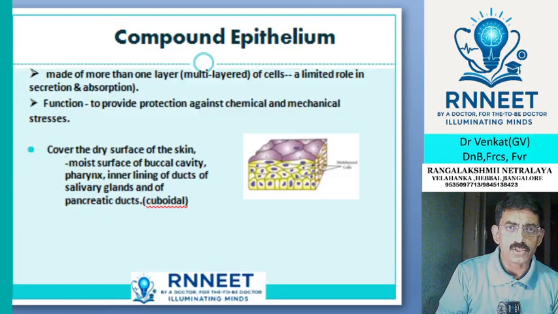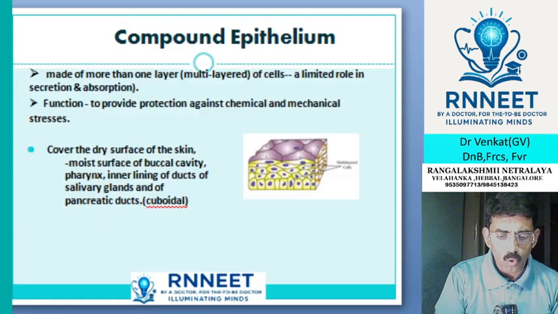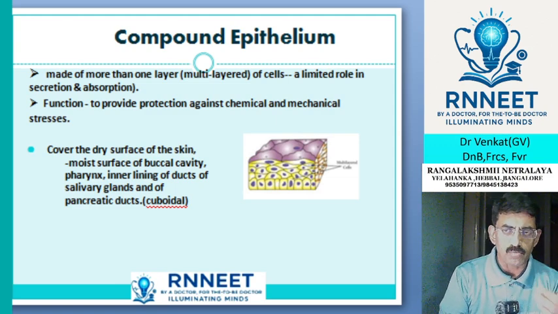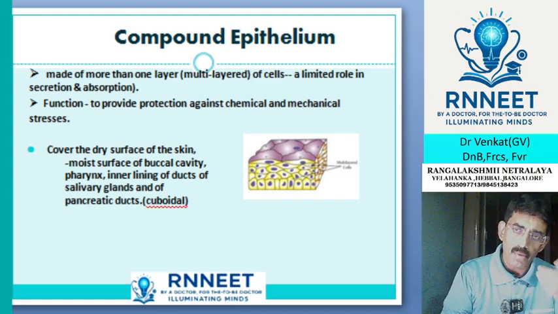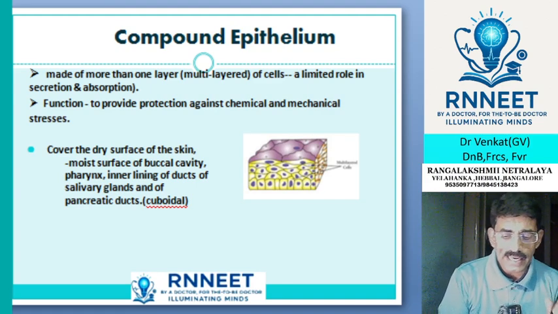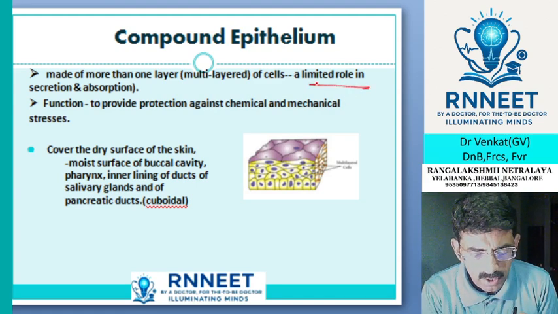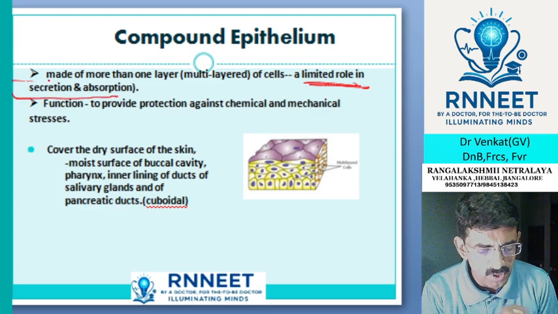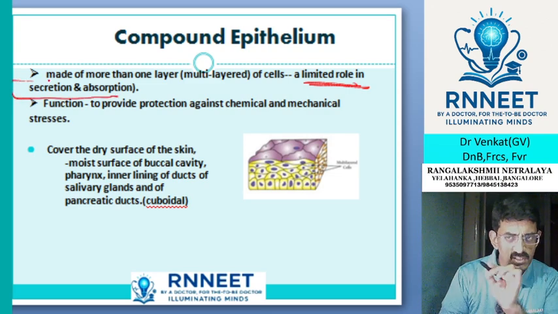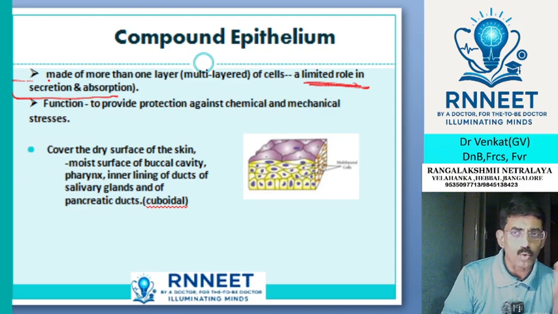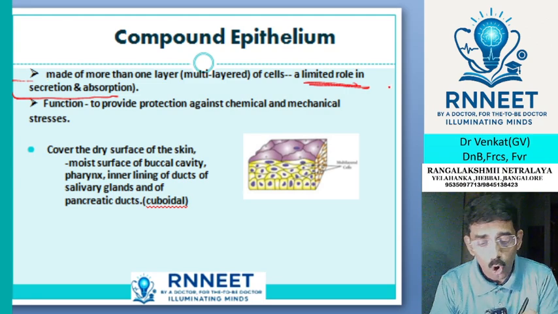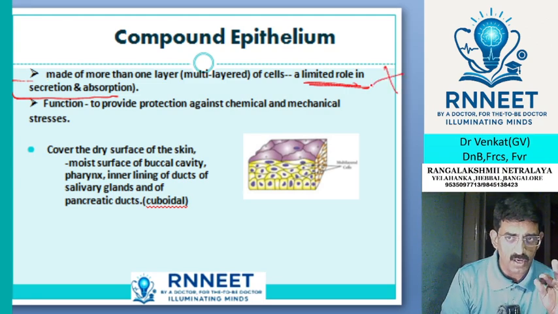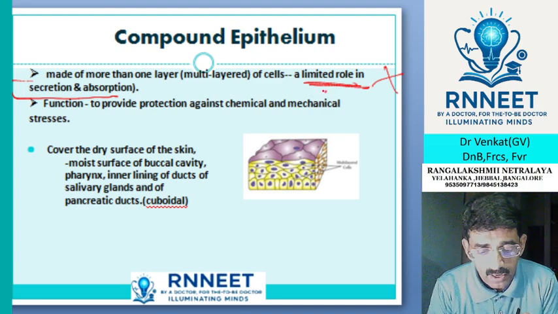Now we come to the next part, which is called the compound epithelium, made up of more than one layer. Now, if there is more than one layer, and if each of those layers appears similar or basically the same, then it is a compound epithelium. Obviously, compound epithelium will have a limited role in secretion and absorption. You know that only those layers which are single layered have a greater ability to absorb or secrete, and therefore compound epithelium function is not mainly for excretion or secretion, not that it cannot do it, but it has a limited role.